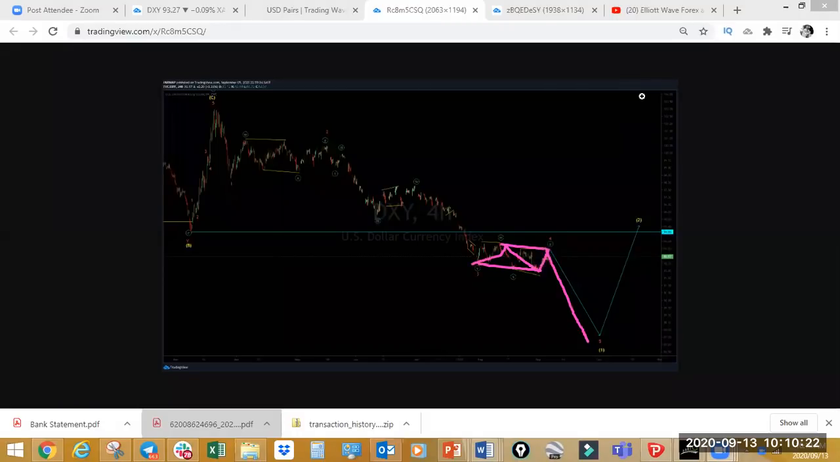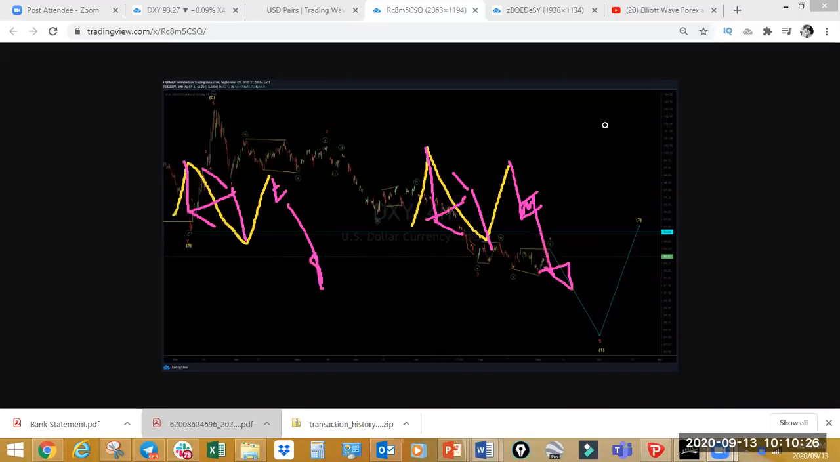Let me bring it back. I hope it does not sit on the chart. So that is the structure that you see. This is where you will see it here: this W here, X here, and the Y there.